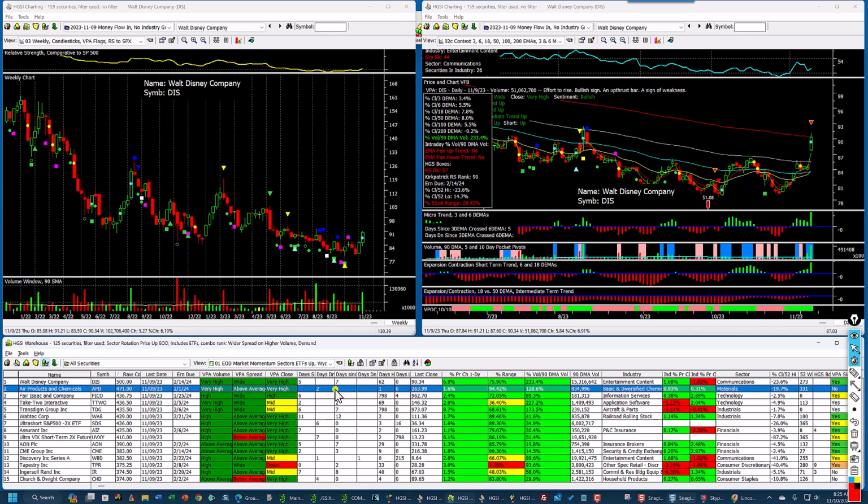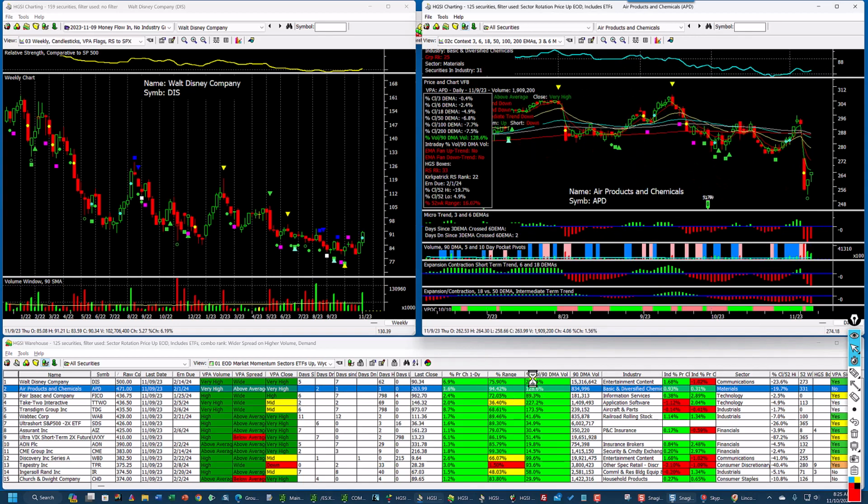Let's look for a stock here. Air Products and Chemicals. The VPOC crossed over 2 days ago. The 3 has not crossed the 6 yet, but it was up 1.6%, closed at 94% of its daily range on heavier volume. So let's bring this up, take a look at it.